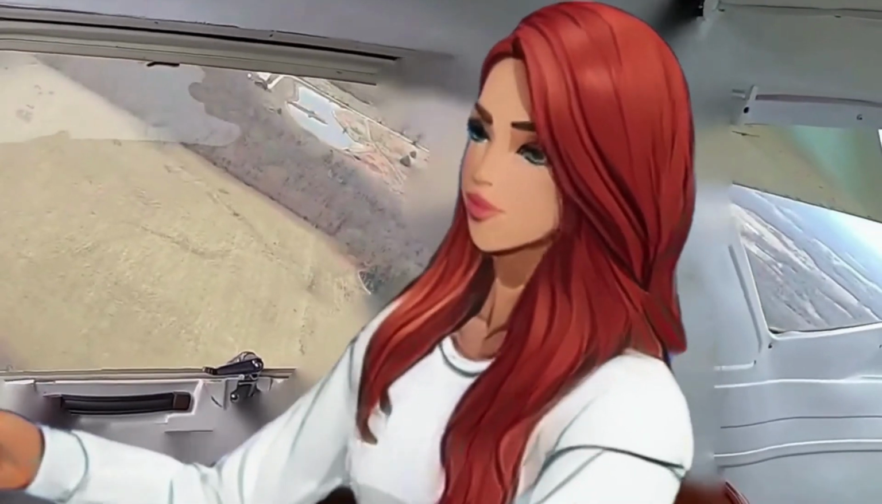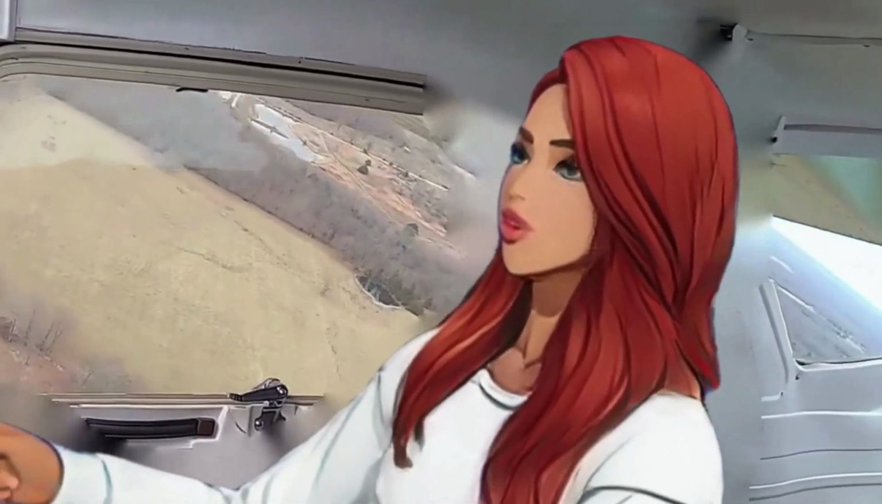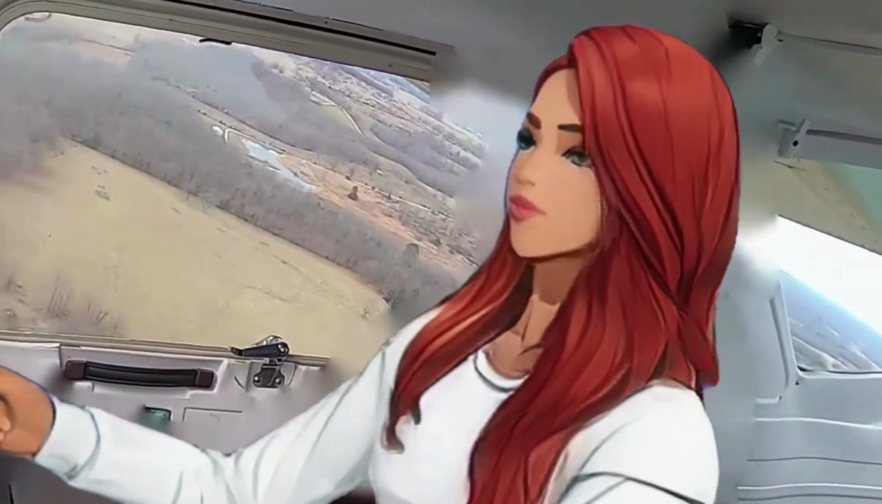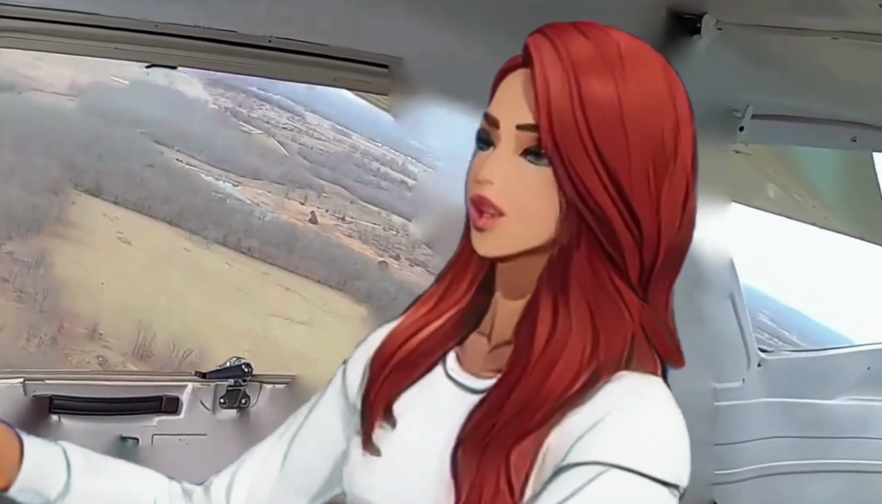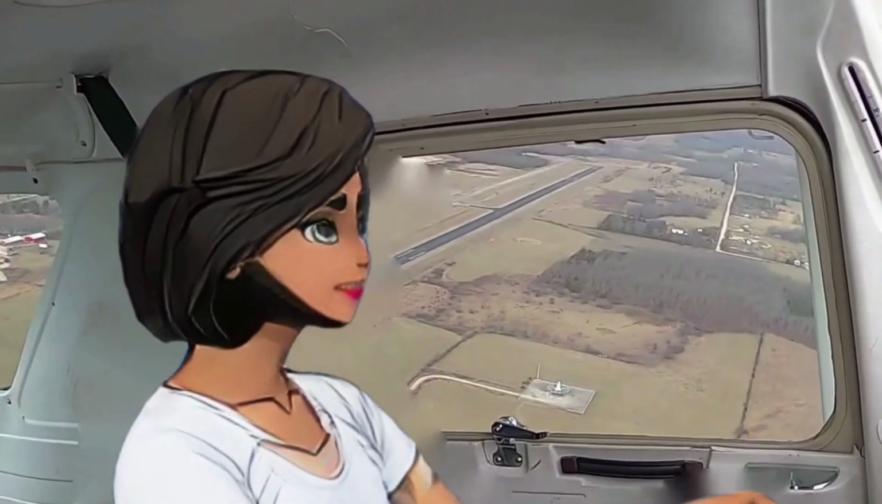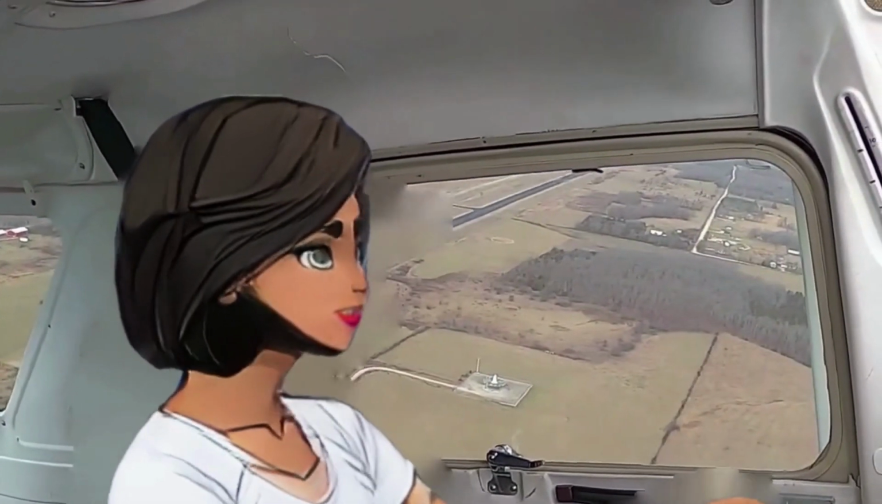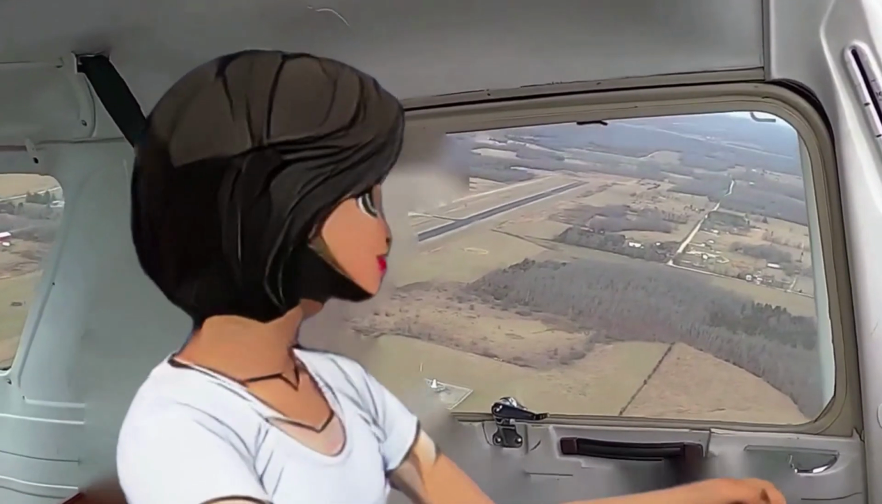The next set of instruments we should discuss is the gyroscopic instruments. These instruments provide information about the aircraft's orientation. I thought the gyroscopic instruments were for people that fly in the clouds. Why do I need to know about them?